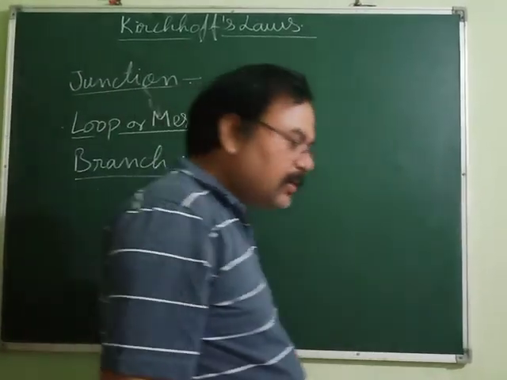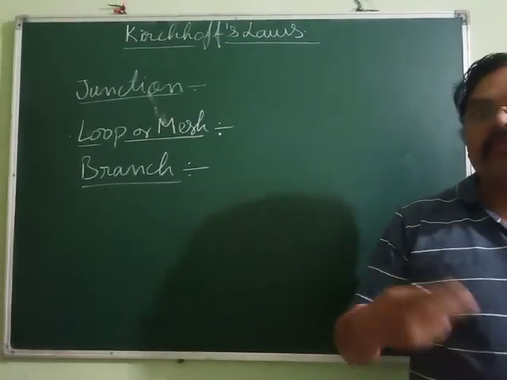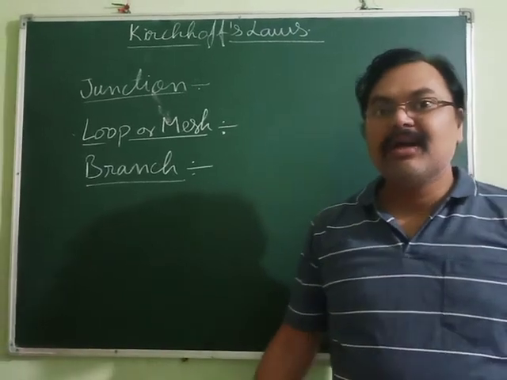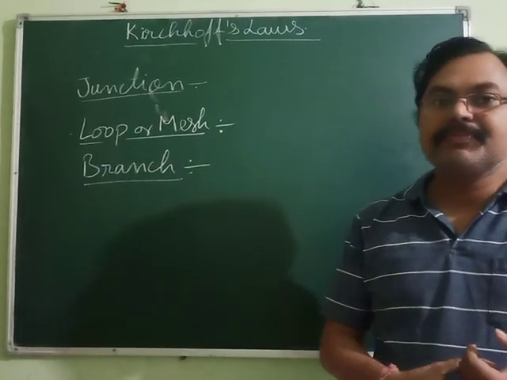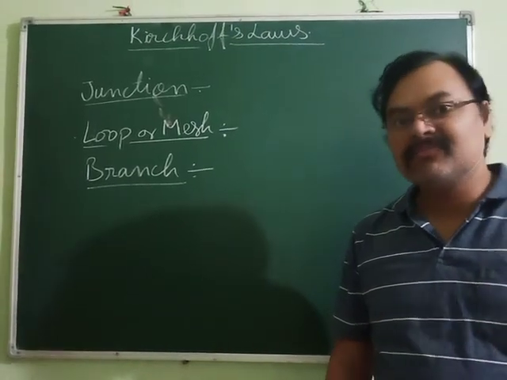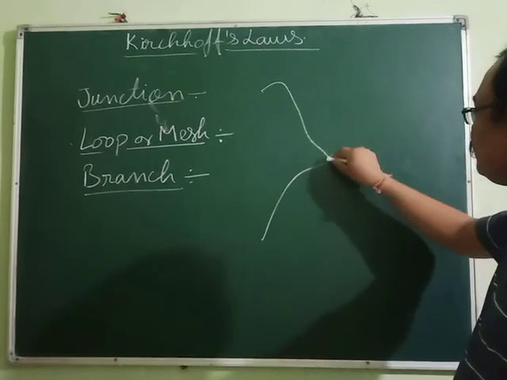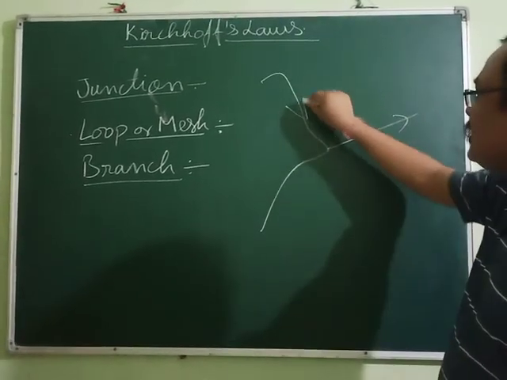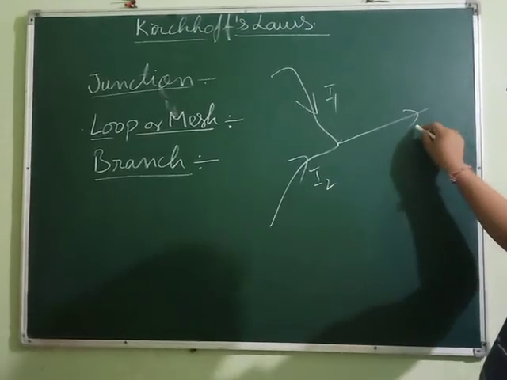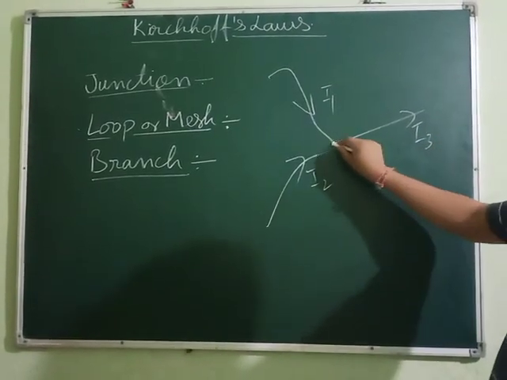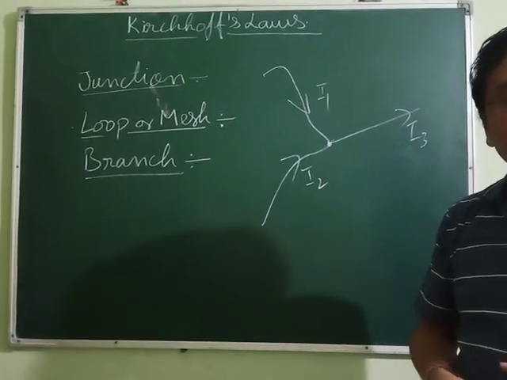The point at which two or more conductors are joined together is called junction. Like, see, suppose a wire is coming from here, another wire is coming from here, and this is going like this. From here suppose current I1 is coming, and from here suppose I2 current is coming, and I3 current is going here. So this point is called junction, where all these conductors are joined together.